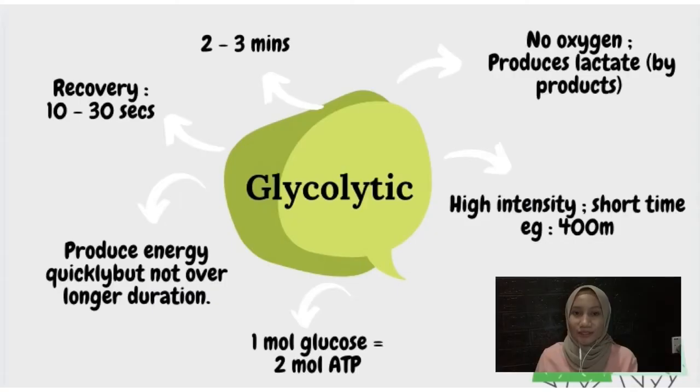Next, glycolytic system. This system does not require oxygen to produce ATP, but there is lactate and hydrogen produced as the byproducts. The glycolytic system lasts longer than the ATP PCr. It requires high intensity activity, but usually not more than 3 minutes. For example, a 400-meter run. The anaerobic glycolysis lactic acid system is dominant from about 10 to 30 seconds during a maximal effort. It replenishes very quickly over this period and produces 2 ATP molecules per glucose molecule.